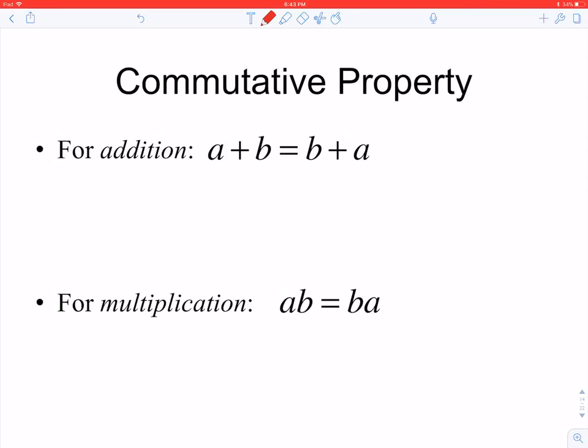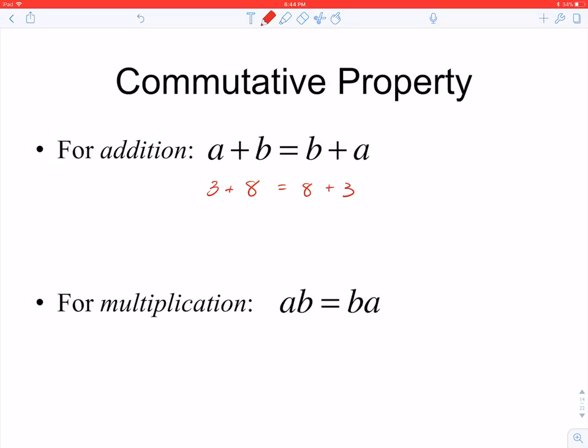So we're going to start with the commutative property, and we have a commutative property for addition, and we have a commutative property for multiplication. So the commutative property for addition says that a plus b is equal to b plus a. So the terms flip-flop. So an example would be like 3 plus 8 is equal to 8 plus 3.